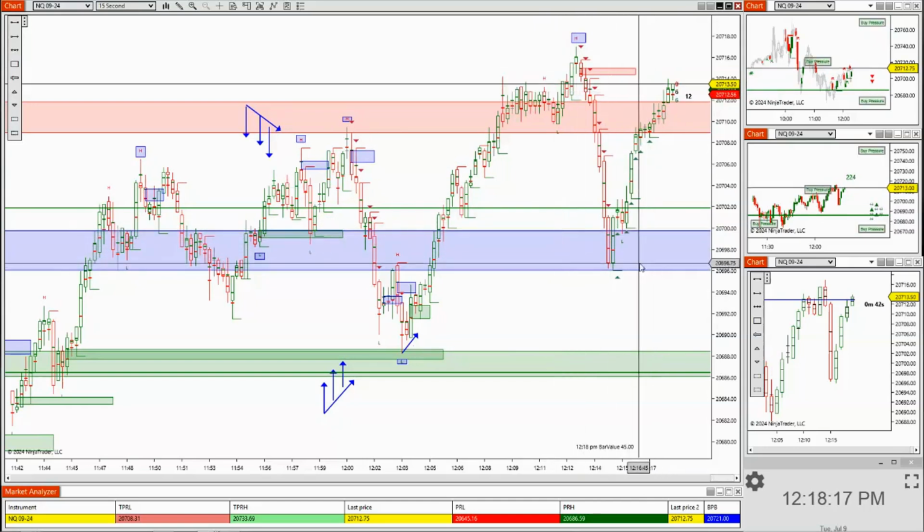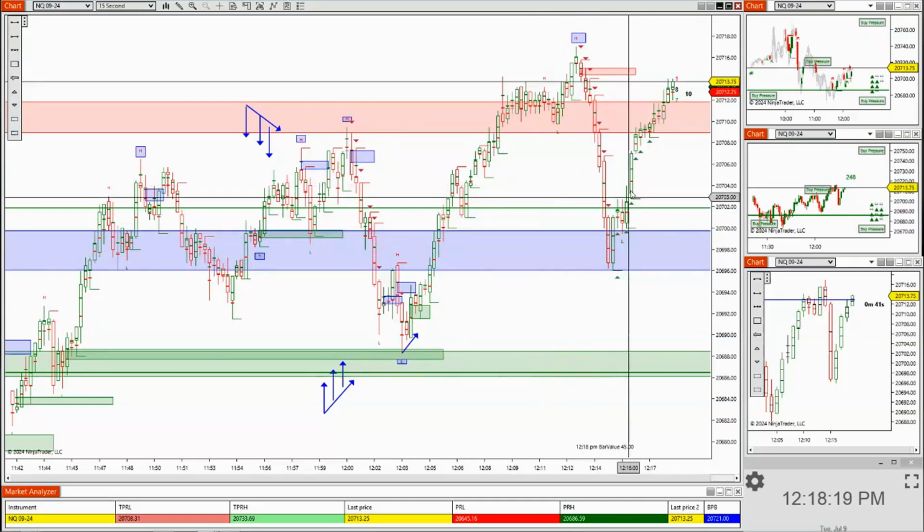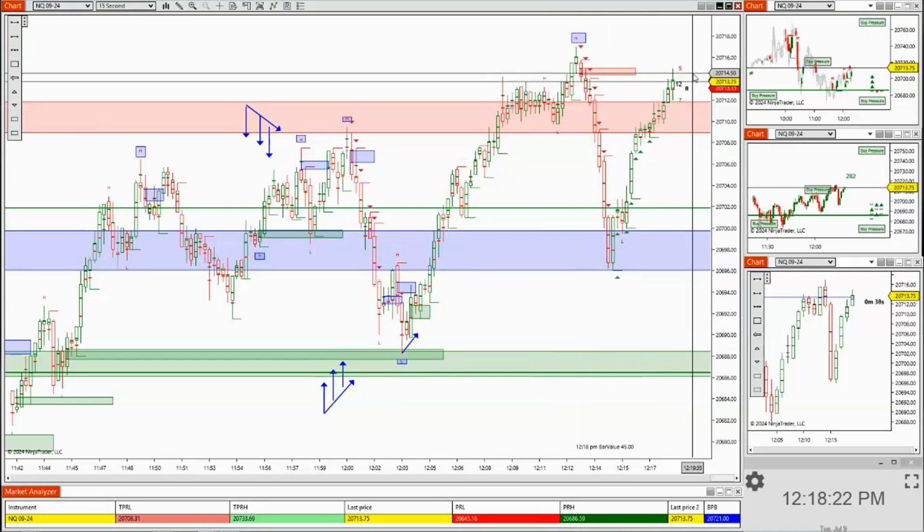Here's the center of the chart. They couldn't get beneath it. They fell right into it, and then they turned the corner.